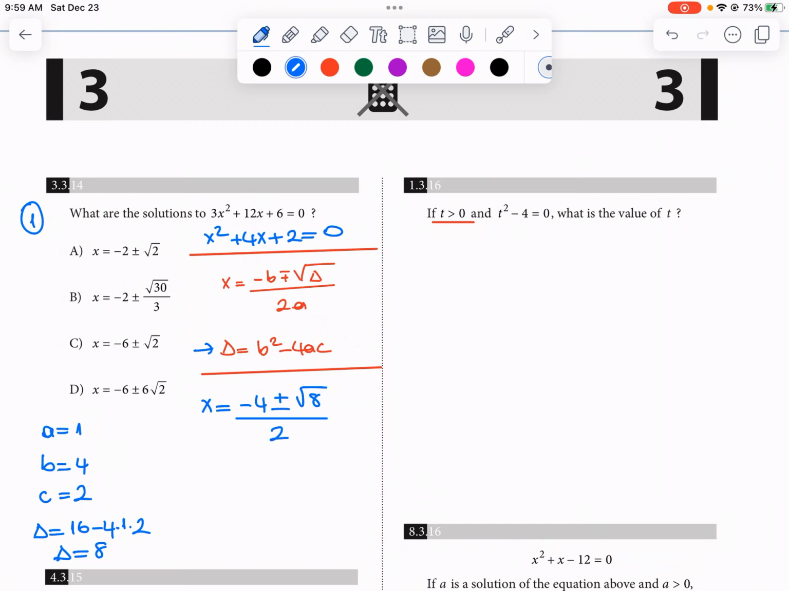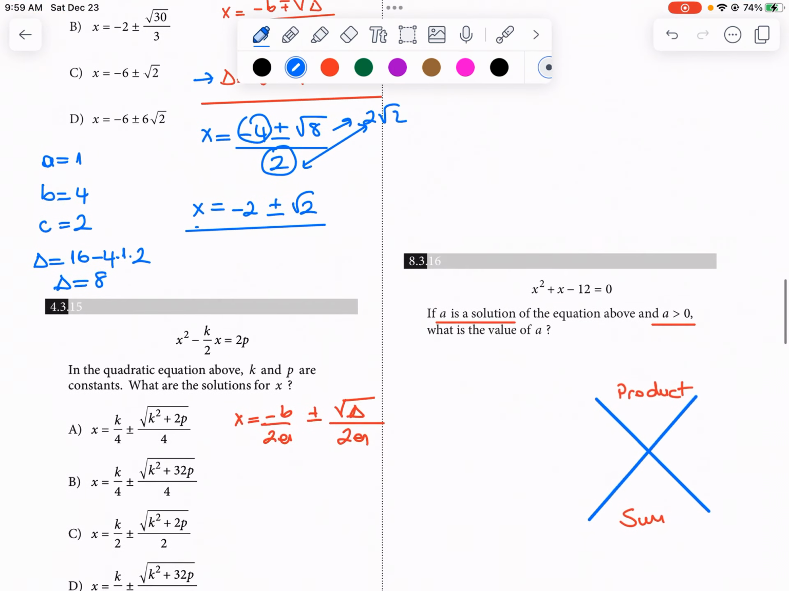Now there will be two solutions. So first of all, guys, negative 4 divided by 2 is negative 2. And square root of 8 is equal to 2 square root of 2. So 2 square root of 2 divided by 2 makes just square root of 2. Okay, so plus minus square root of 2. So x is going to be equal to negative 2 plus minus square root of 2, which is a.